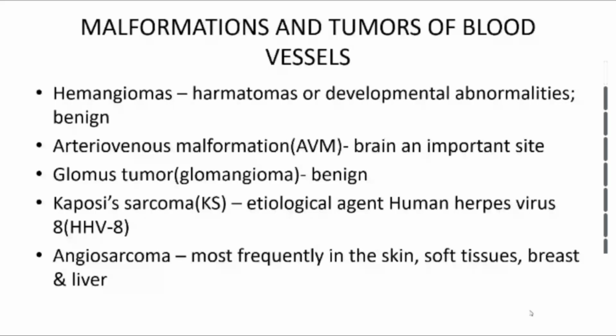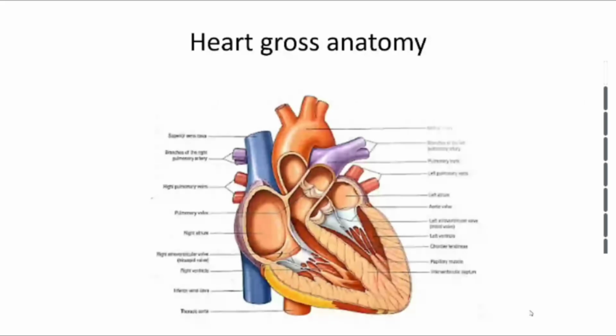Then we have what we call angiosarcoma. When you see something about angio, it refers to blood vessels, and usually most frequently in the skin, soft tissues, and it can occur also in the breast or the liver. So we move on. So those were mainly vessels. Of course, we have talked about the heart as well, but we want to look at the heart.